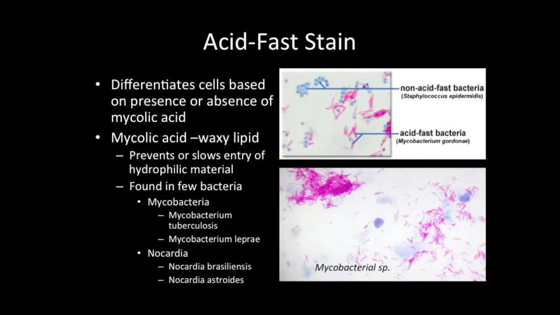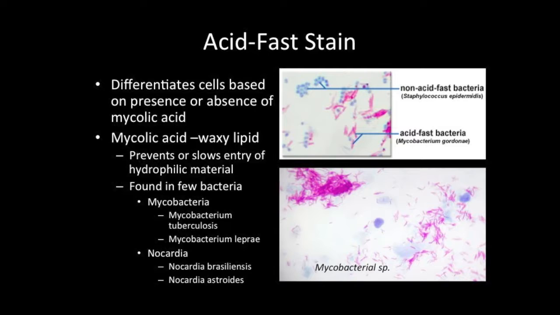Few bacteria contain mycolic acid, but included within those few are some notably important pathogens. Mycolic acid is found in the cell walls of bacteria in the genera Mycobacterium and Nocardia. Mycobacterium tuberculosis and Mycobacterium leprae are two species that cause the well-known diseases of tuberculosis and leprosy, respectively. Nocardia brasiliensis and Nocardia asteroides are opportunistic pathogens. In addition to members of these two genera of bacteria, the acid-fast stain may also be used to detect protozoan parasites within the genus Cryptosporidium.